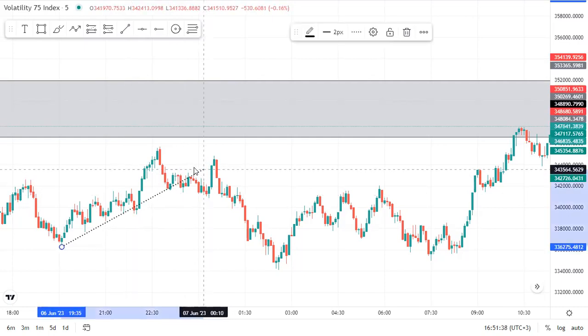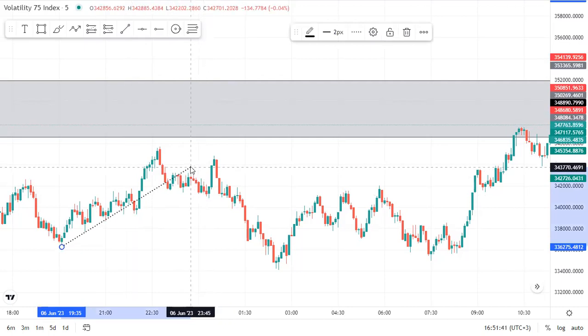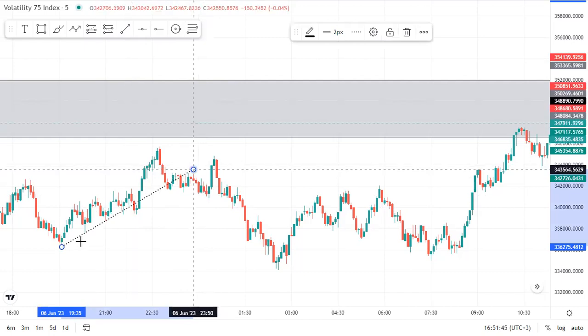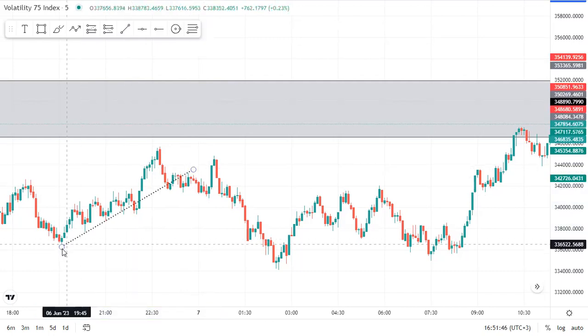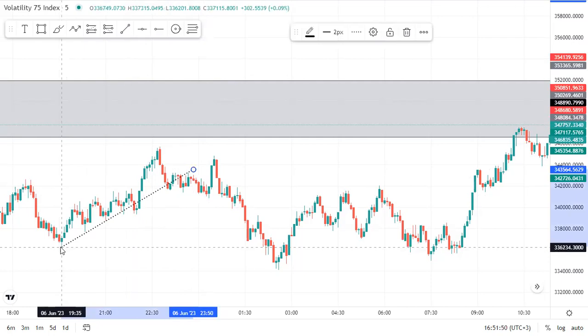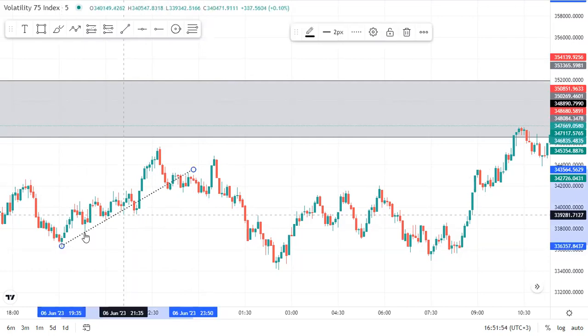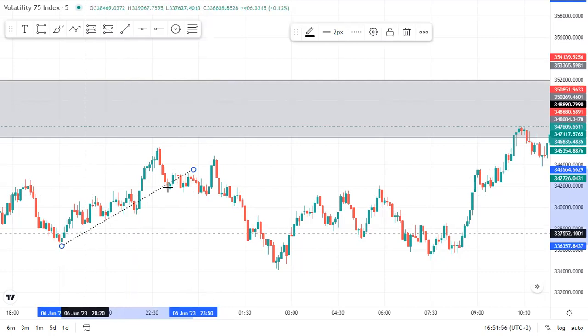I must put it this way, sorry. Of course, to draw a trend line, you need two touch points: the first low and the second low. And this is my second low. So when I draw my trend line, it will just be like this.